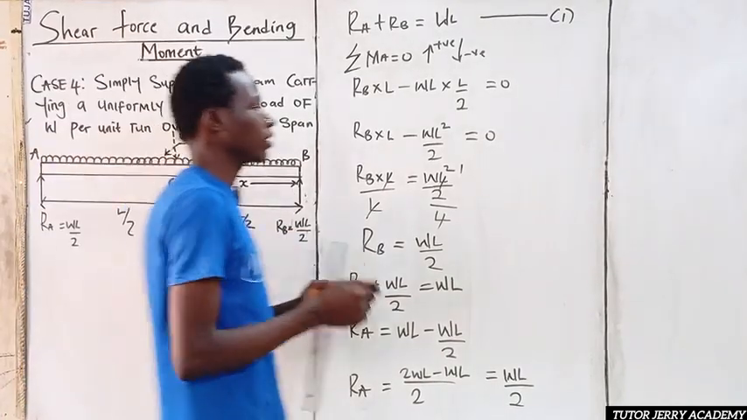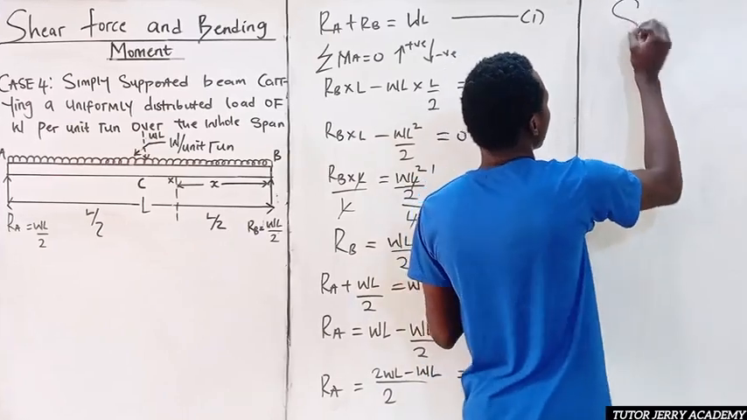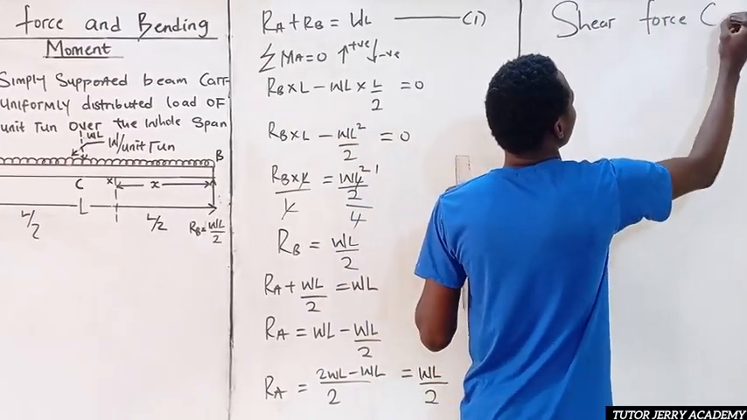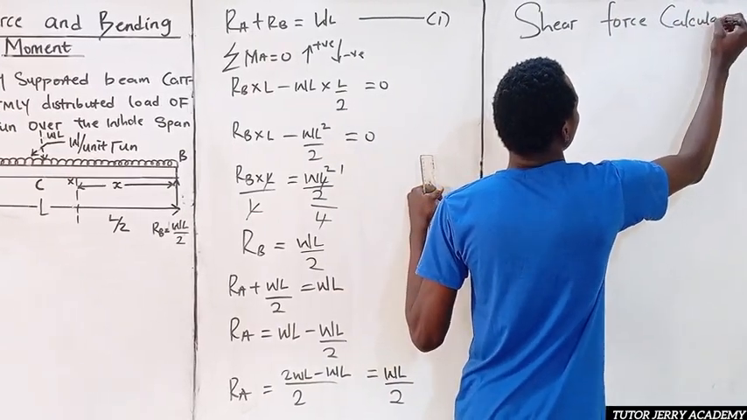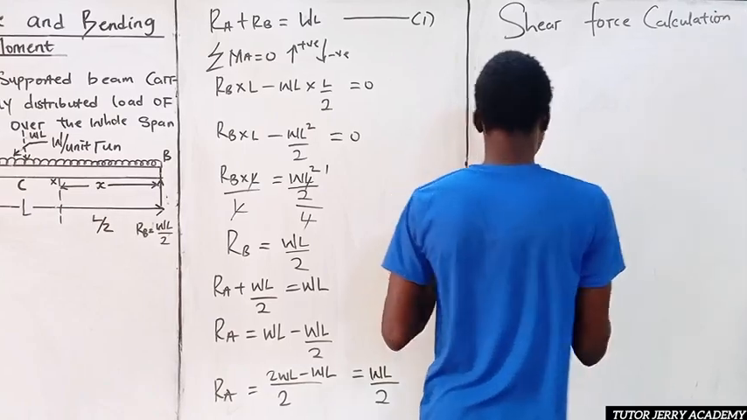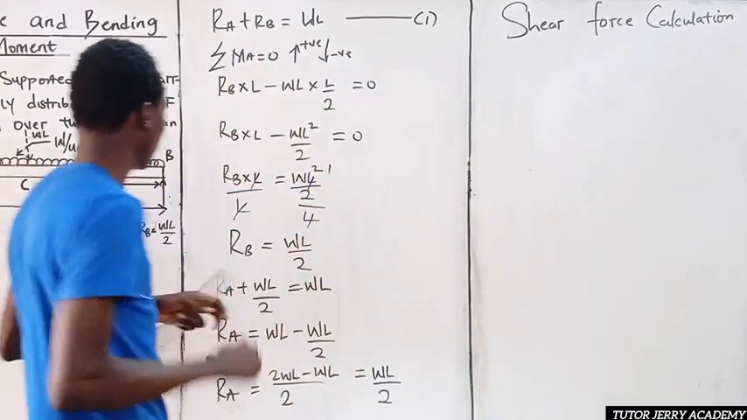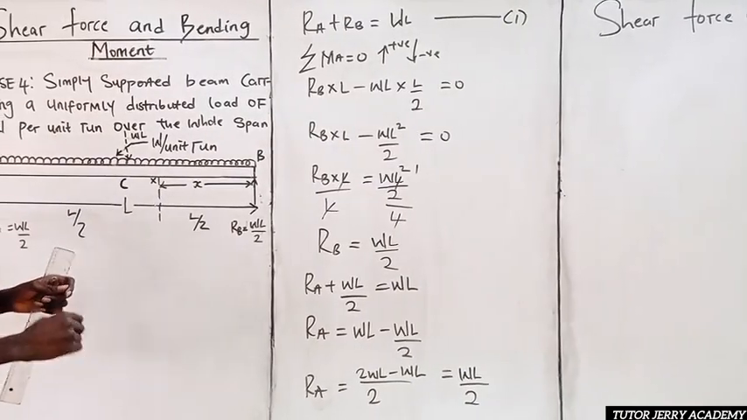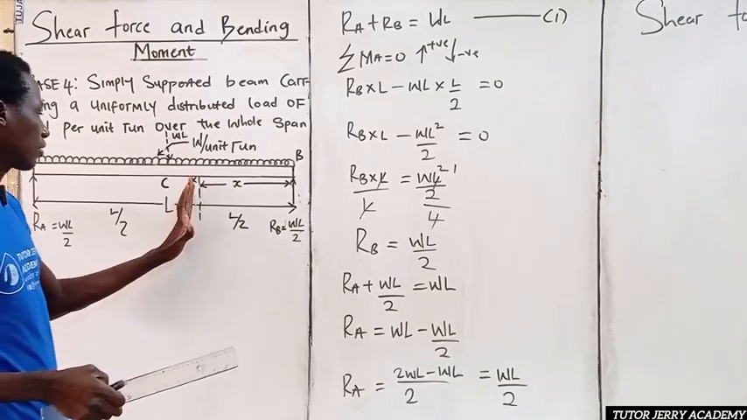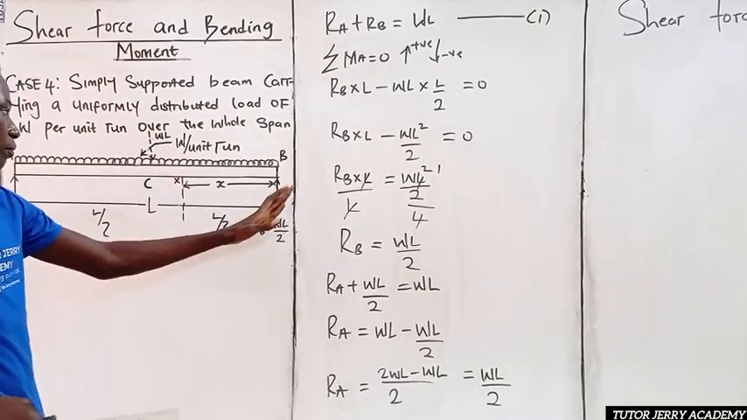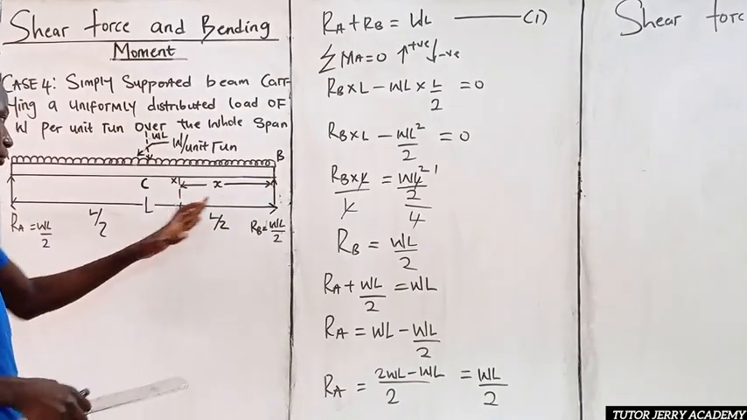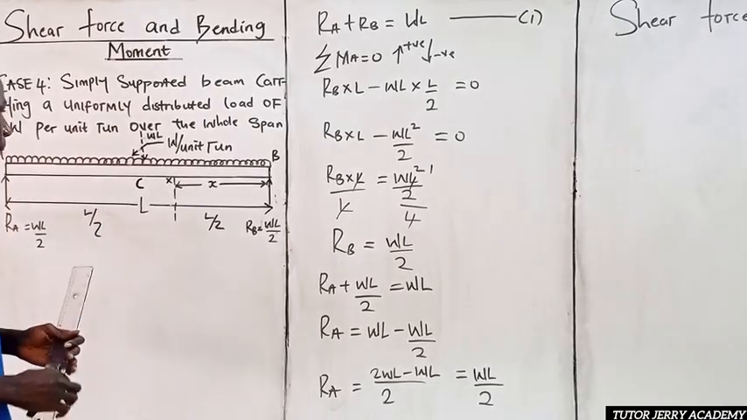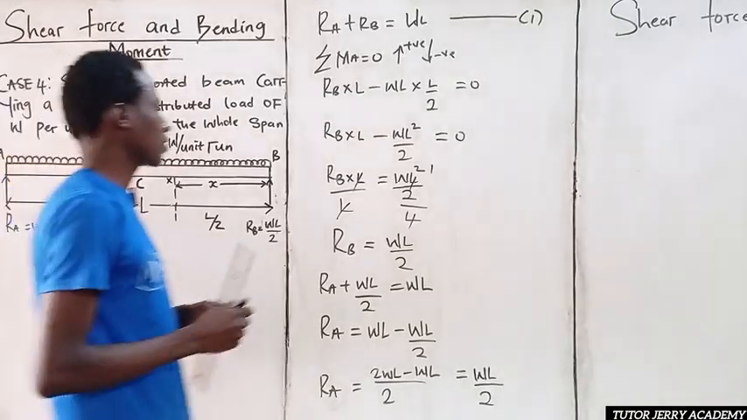So we are going to be doing the shear force calculation now. So this is what we are going to be doing now. To calculate the shear force, don't forget we have sectioned this part. We have from B to X, we have from B to C, and we also have from C to A.